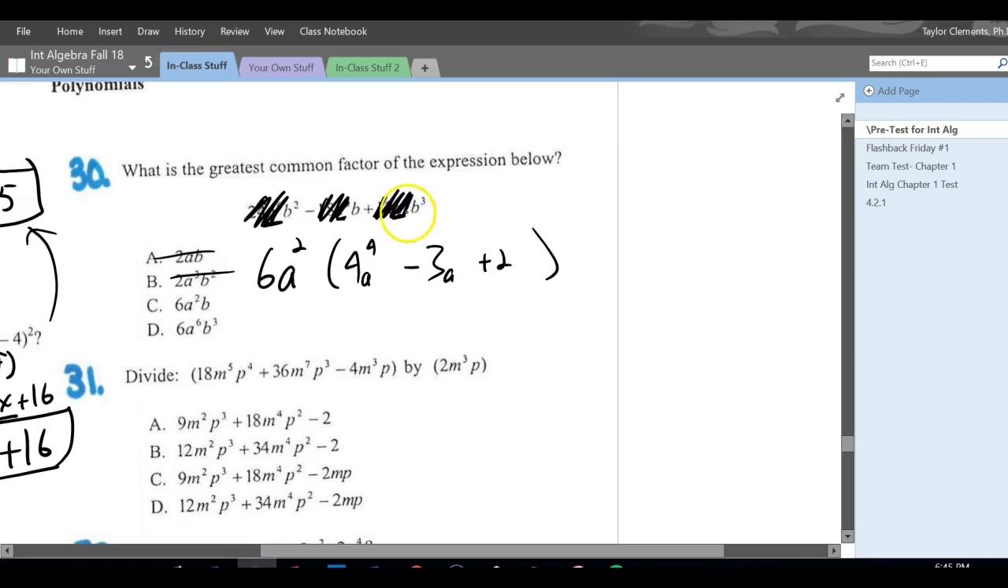Just look at the B's now. How many in common? 2, 1, 3. So I'll have at least 1 in common. So pull 1 B out. That leaves no B's in this middle one. There's 1 B right here. And then 2 in the last.